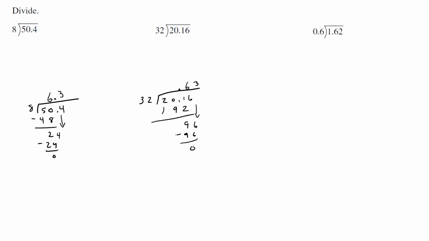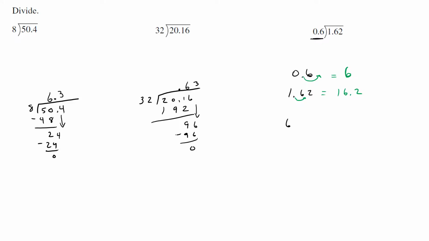Alright, next one here. We see actually that we have a divisor that is a decimal. So in that case, we want to move the decimal place until it becomes a whole number. So I'm going to take 0.6, and if I move my decimal place 1 place over, this is now going to be a 6. But since we're doing that to the divisor, we also need to do that to the dividend. So I'm going to take my dividend, which is 1.62, and move my decimal place 1 place as well. So this gives me 16.2.